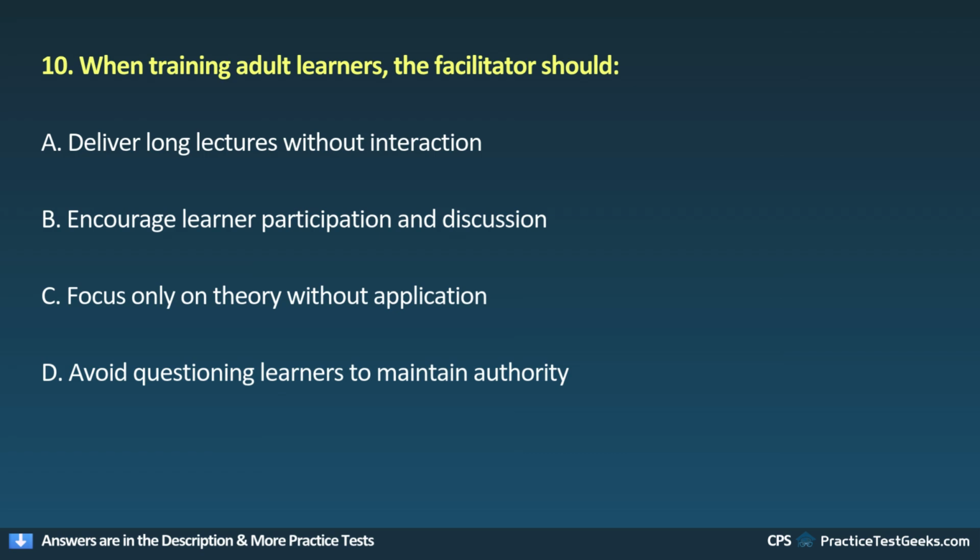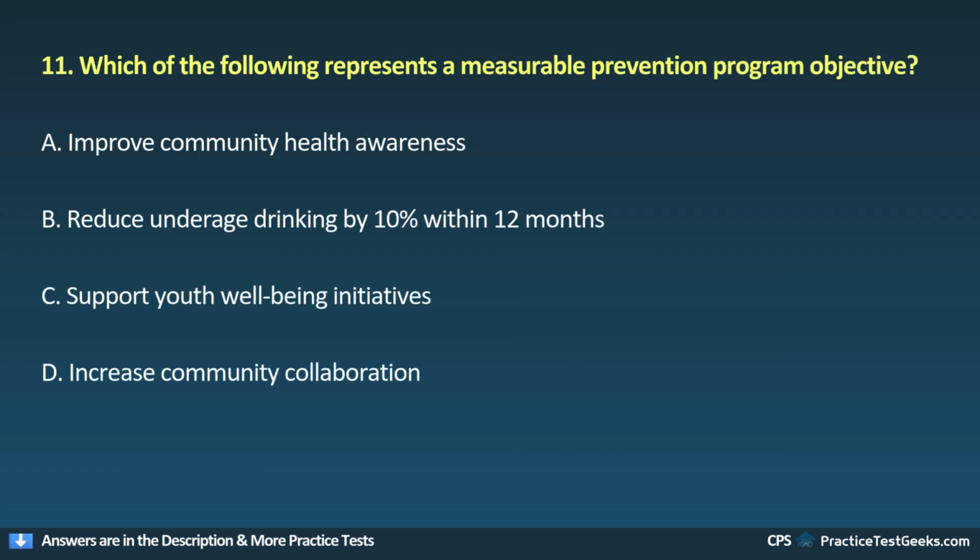10. When training adult learners, the facilitator should A. Deliver long lectures without interaction. B. Encourage learner participation and discussion. C. Focus only on theory without application. D. Avoid questioning learners to maintain authority.